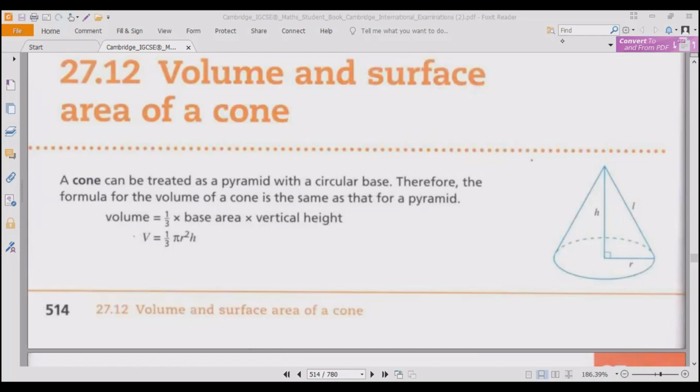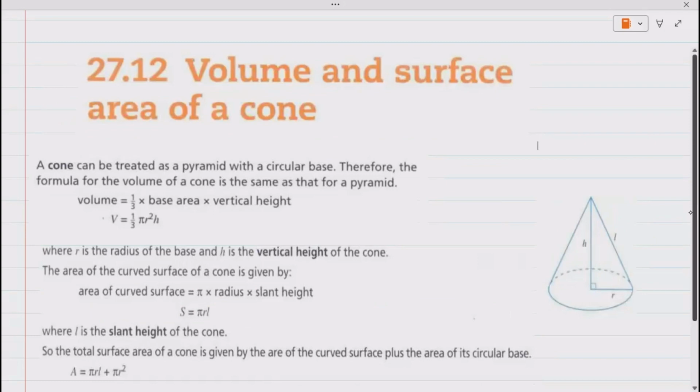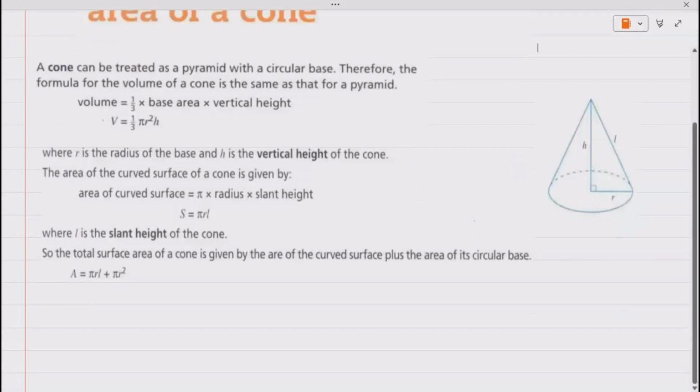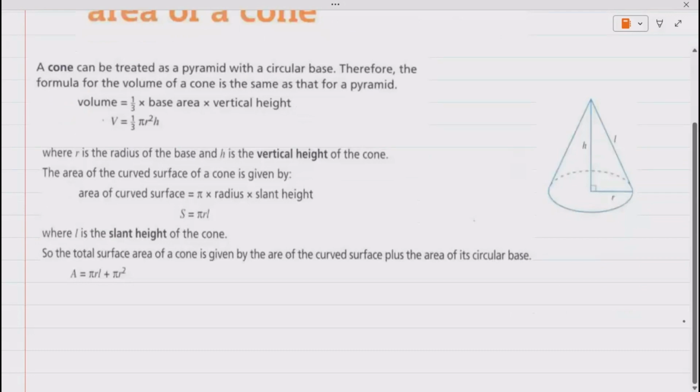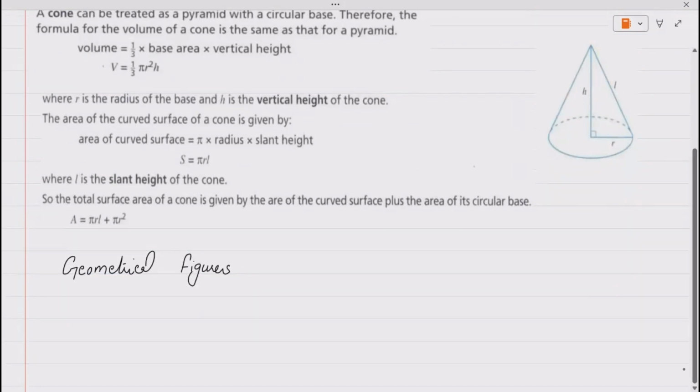Okay, let's start the topic. So before starting this topic, volume and surface area of a cone, let's just remember two or three things and recall what we already know. When we talk about geometrical figures, a cone is a geometrical figure, right? When we talk about geometrical figures or shapes, there are two types of them. First one is two-dimensional objects or two-dimensional figures, and the second is three-dimensional.